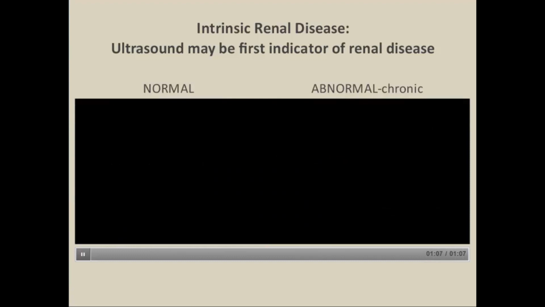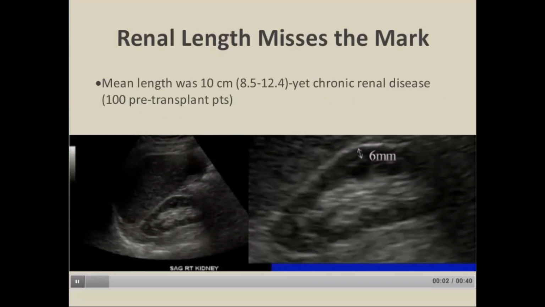So we looked at a series of patients, and this is published in that article by Beelan, of 100 pre-transplant patients. So these are patients being evaluated, can they have a transplant? So they already have chronic renal disease. The mean length of the kidneys was 10 centimeters. So if you're using length, you're going to miss every one of these 100 patients because they're fine. Instead, what they had was, you can look, they have a length of 10 centimeters, and the typical patient is like this one, 6 millimeters of cortical tissue. That is the parameter that should tell you this is an abnormal kidney. A report saying this is a normal kidney is really missing the mark.